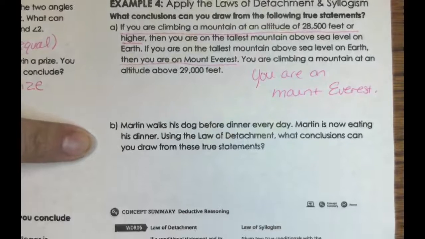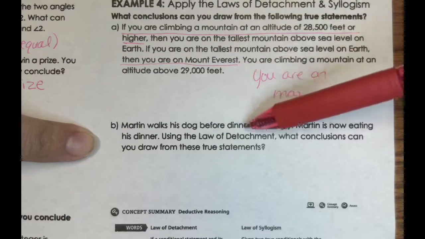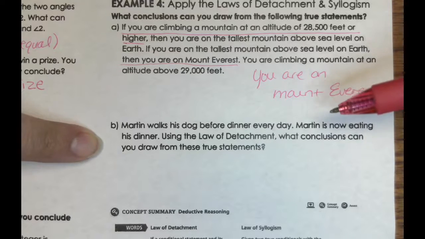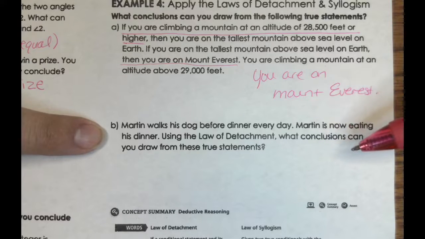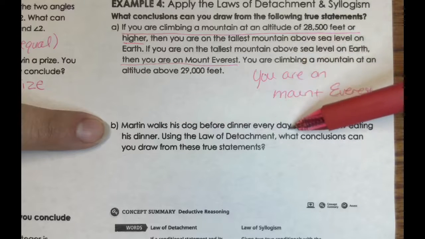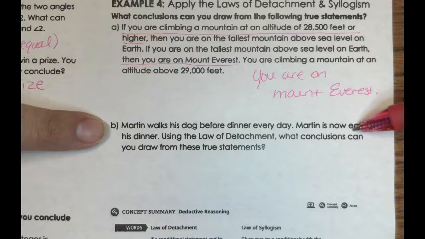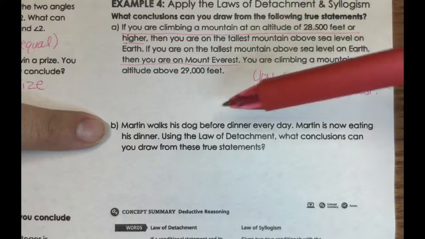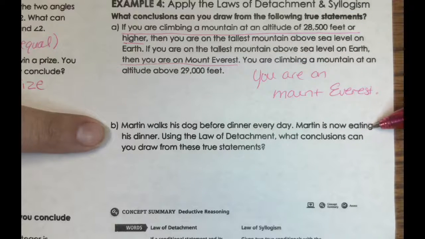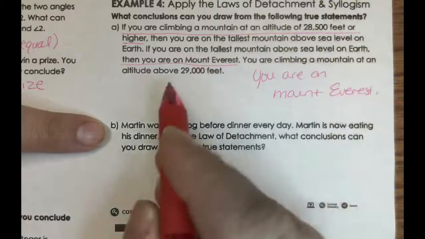Next is example B, and it says, Martin walks his dog before dinner every day. Martin is now eating his dinner. It says, using the law of detachment, what conclusions can you draw from these true statements? So these are not necessarily written as if-then statements. You could rewrite them as if-then statements if that would help you. Otherwise, if we know that Martin walks his dog before dinner every day, and he's currently eating dinner, then that means he's already walked his dog, because he's going to walk his dog before dinner and he's eating dinner. That means he's already walked his dog.